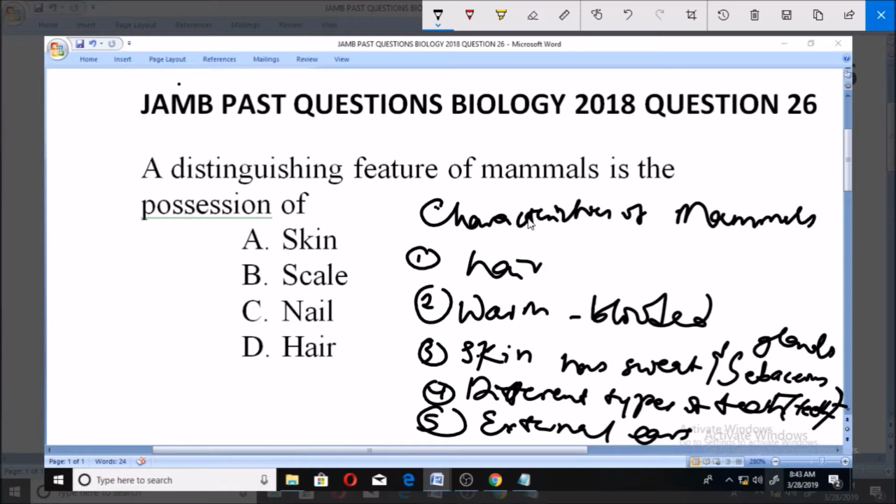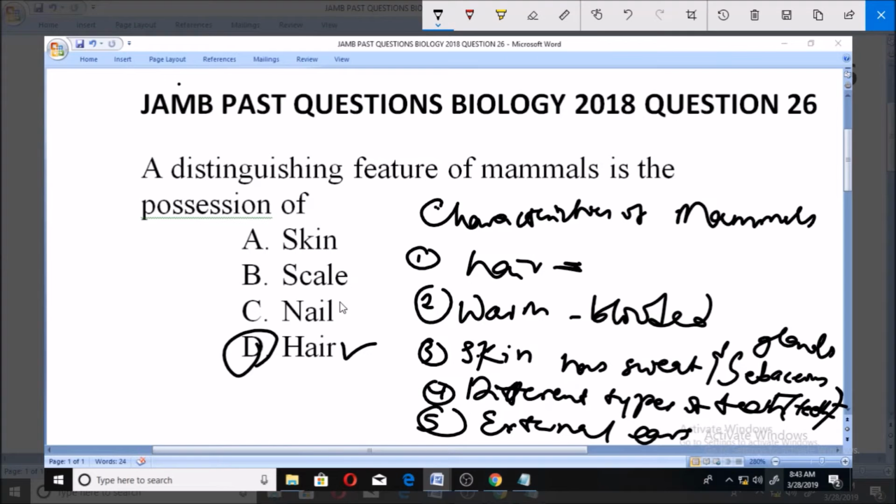other animals don't have? You're going to find out that it is the hair. Some animals have fur, but you look at the hair, the mammals have hair. The type of hair that you see on mammals, like human beings and monkeys, is very different from what you can see in every other organism. So the right option here is D.